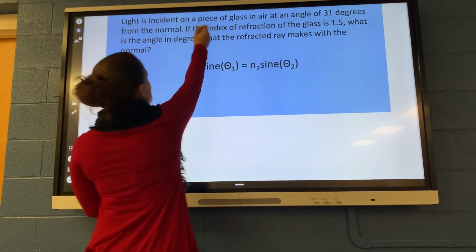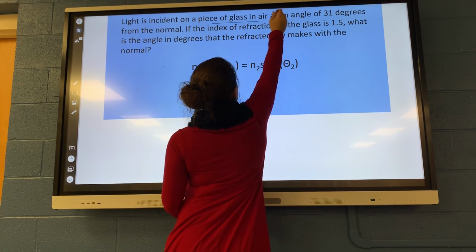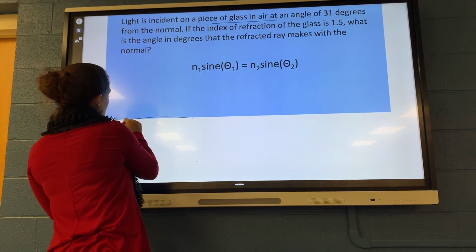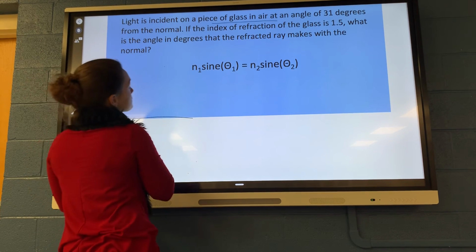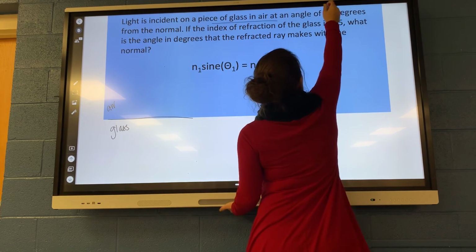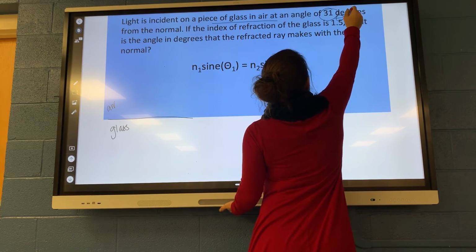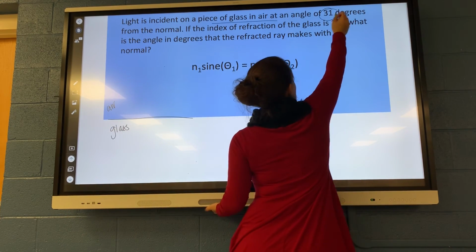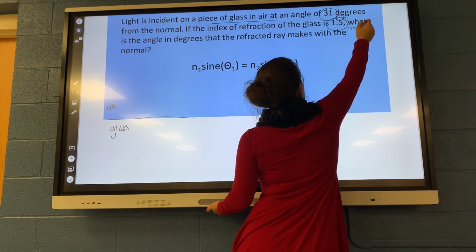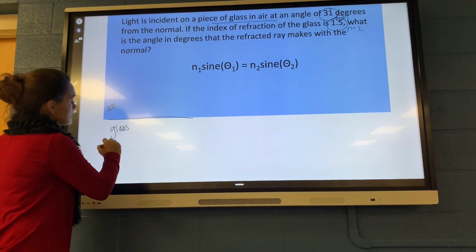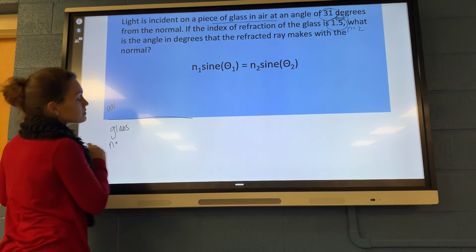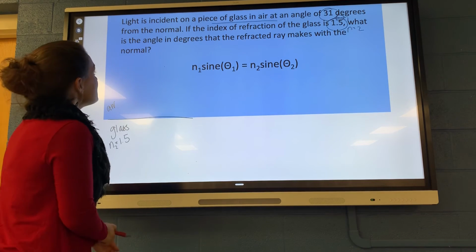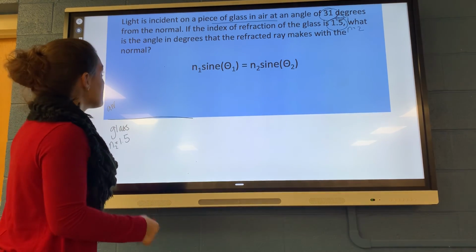All right. Light is incident on a piece of glass in air. So that means you have glass, incident on the glass, and it's in air, at an angle of 31 degrees. That is your angle of incidence, angle 1. All right, if the index of refraction for the glass, which is n2 because it's on the bottom, right? So here's n2 equals 1.5. What is the angle that the refracted ray makes with the normal?